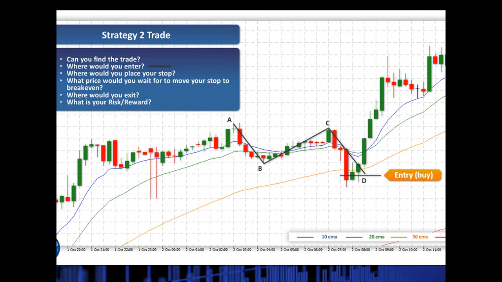Where are you going to be placing the stop? This is a relatively easy one. We can see that if we're going back and we're looking at pivot lows, we've got a pretty obvious place where we're going to be placing our stop. Can you work it out?